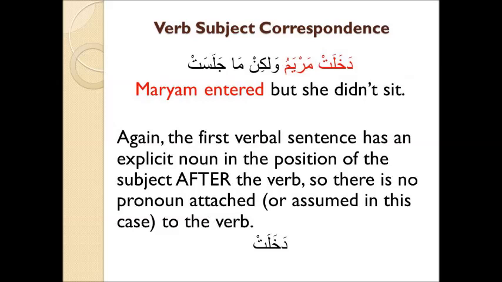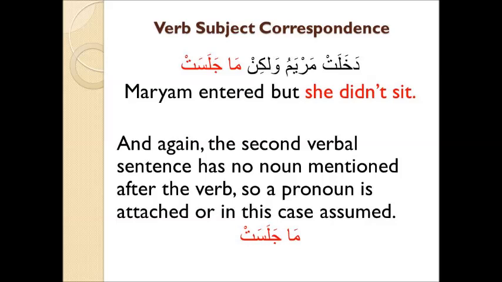Again, the first verbal sentence has an explicit noun in the position of the subject after the verb, so there is no pronoun attached, or assumed in this case, to the verb. And again, the second verbal sentence has no noun mentioned after the verb, so a pronoun is attached, or in this case, assumed. ما جلست.